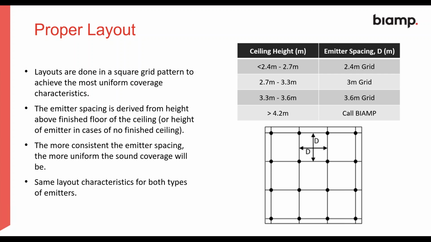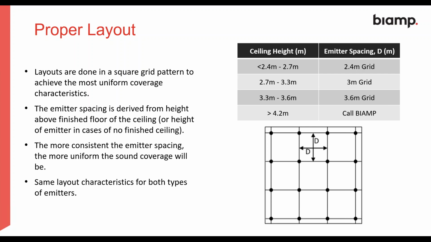Areas that are particularly high, we recommend that you give us a call to establish whether sound masking systems will be effective. The active emitter will work up to about 5.5 to 6 meters. However, there are some factors that we need to consider. The same layout principle is used for active and standard emitters, so it's exactly the same principle. The only difference is the wiring.